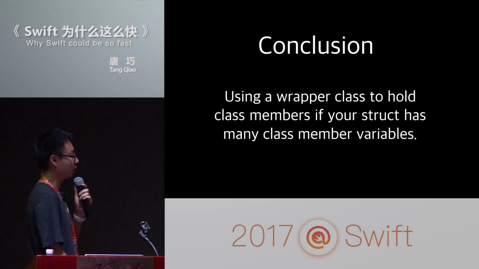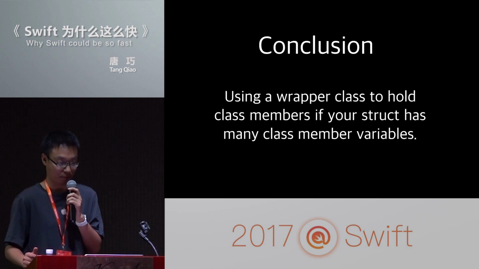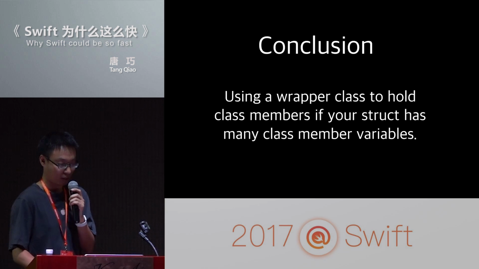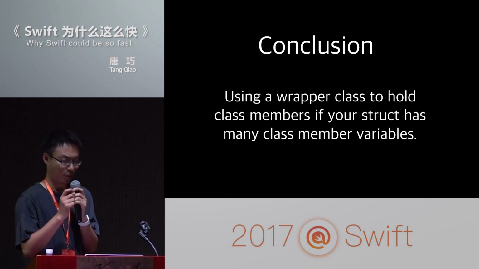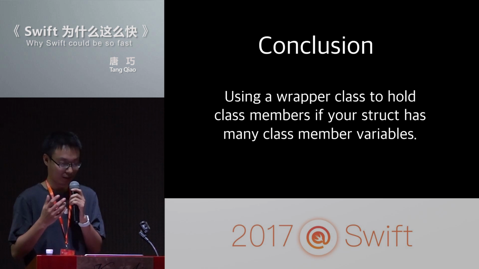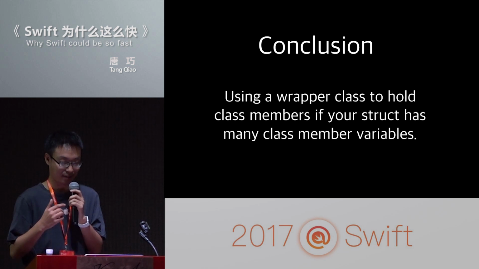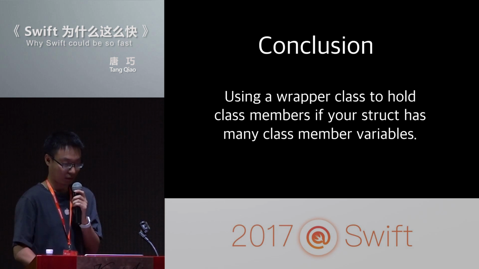So here is the conclusion: use a wrapper class to hold class members if your struct has many class member variables. But it's a little bit ugly, right? I mean, we need to write unstraightforward code to do optimizations. So my suggestion is we should use struct members as much as possible to avoid this situation.